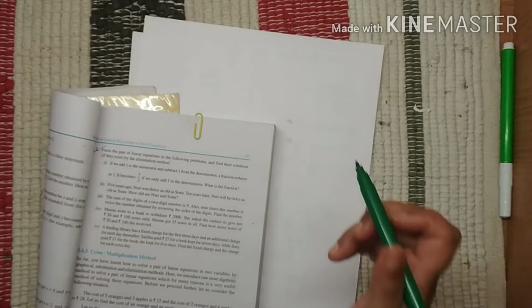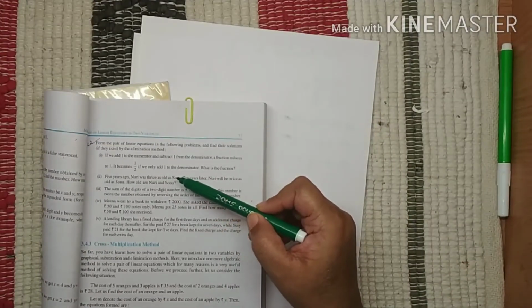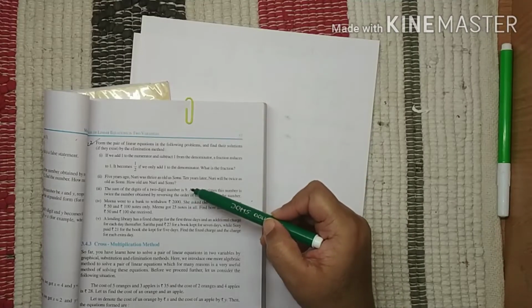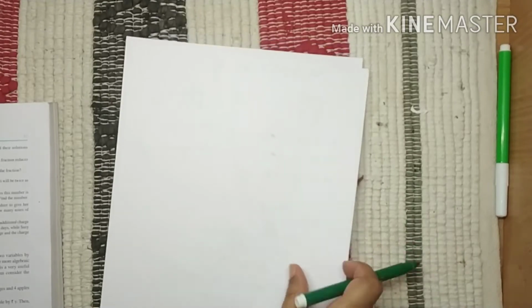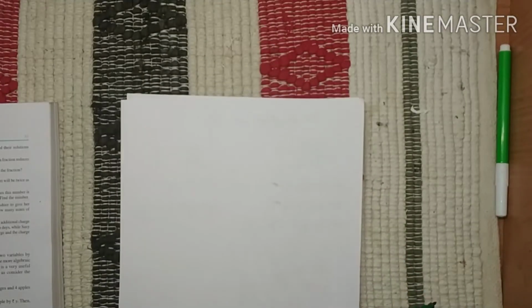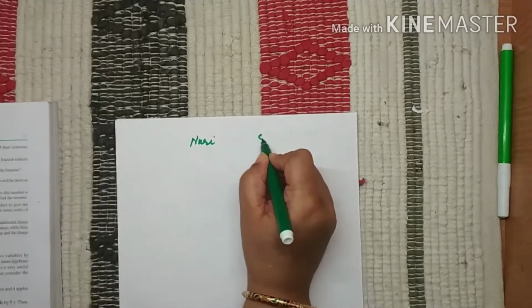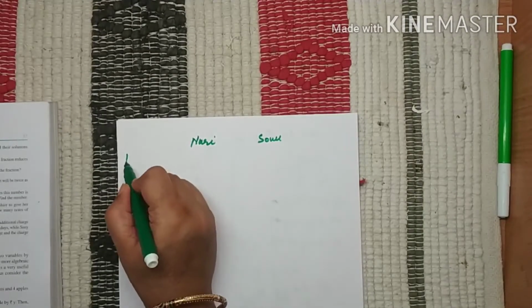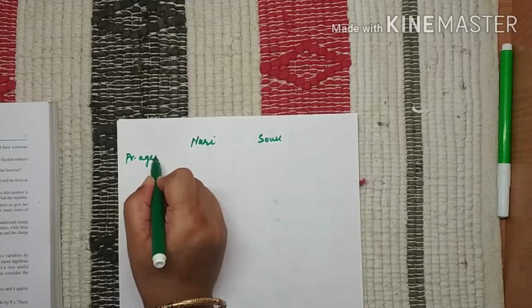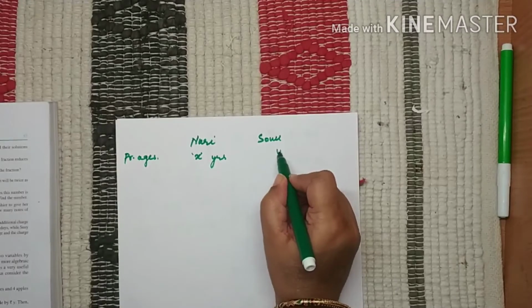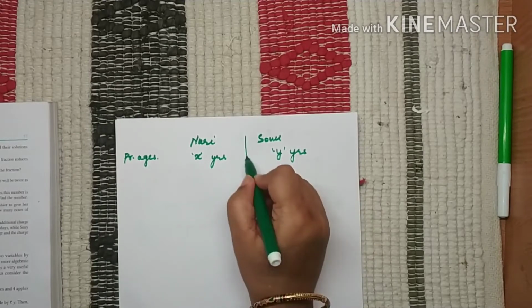Next question, children. The next question says, 5 years ago, Noori was thrice as old as Sonu. 10 years later, Noori will be twice as old as Sonu. How old are Noori and Sonu? How old are means he's asking for the present ages. So the two people are Noori and Sonu. Since we need to find the present ages, let the present age of Noori be x years and the present age of Sonu be y years.